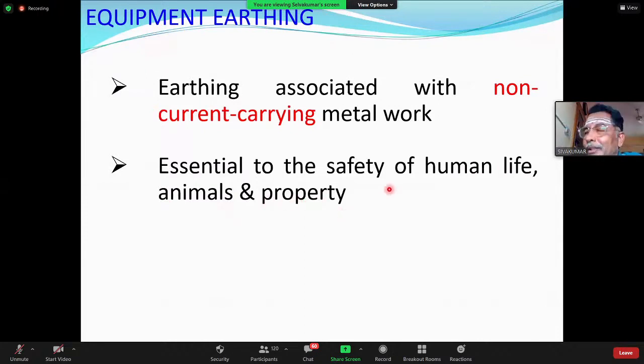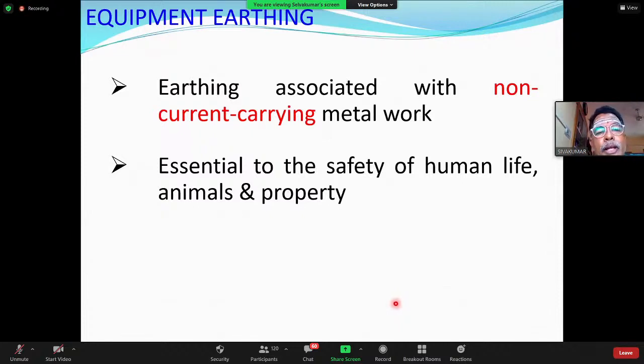Even humans can get electrocuted, animals can get electrocuted, and again there can be a fire also because of current carrying through the equipment. Undue heating and fire accidents can happen. Big property damage could happen. So here in equipment earthing, the intention is safety of humans, safety of animals, and safety of property.